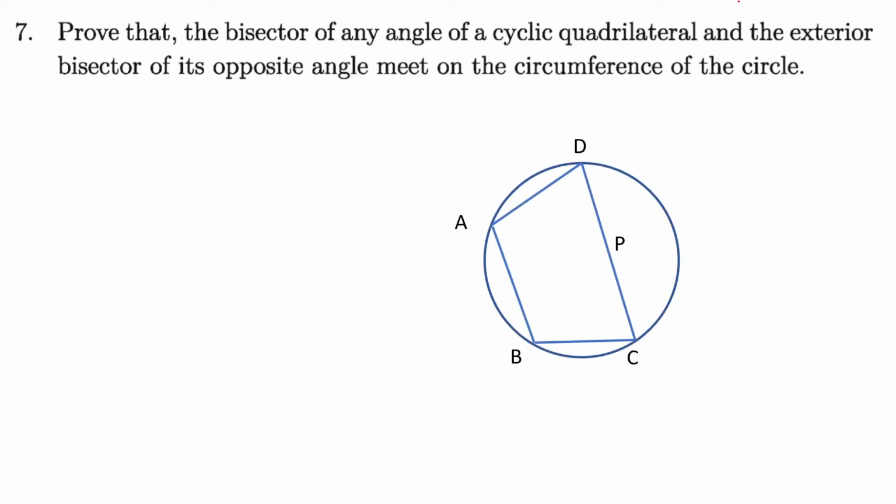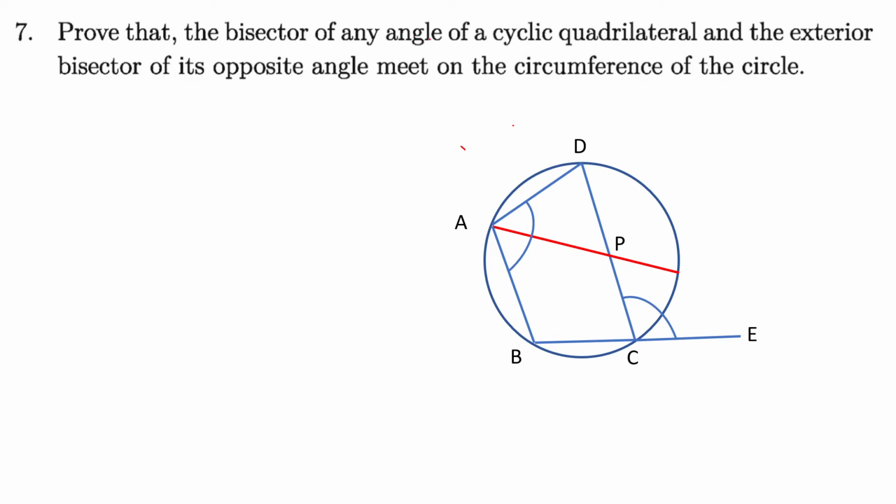Prove that the bisector of any angle of a cyclic quadrilateral and the exterior bisector of its opposite angle meet on the circumference of the circle. Here let an angle A and the bisector of angle A be this, and the opposite angle of A is C. So the exterior angle of the opposite angle of A is this. Angle A, opposite angle is C, and the exterior angle of this angle is this.